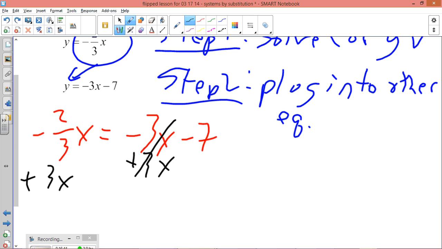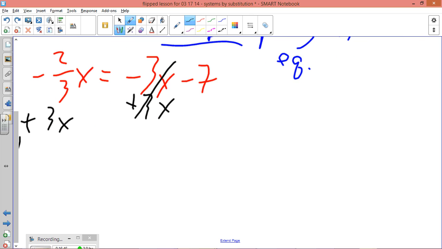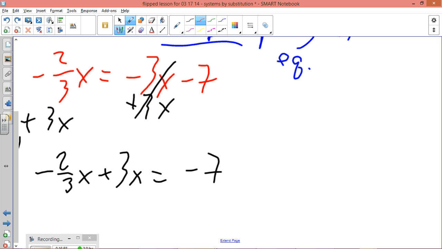So I'm gonna do the rare step of rewriting this without actually combining. Negative 2/3 x plus 3x equals negative 7. The reason for this is because we still need to get this 3 into fraction form. Well, what's 3 as a fraction with a denominator of 3? It's 9/3. So what I'm going to do is negative 2/3 x plus 9/3 x equals negative 7. Negative 2 plus 9 is 7, so I have 7/3 x equals negative 7.